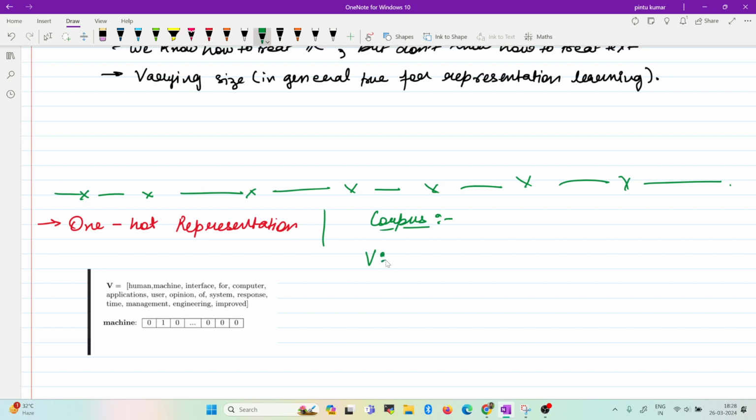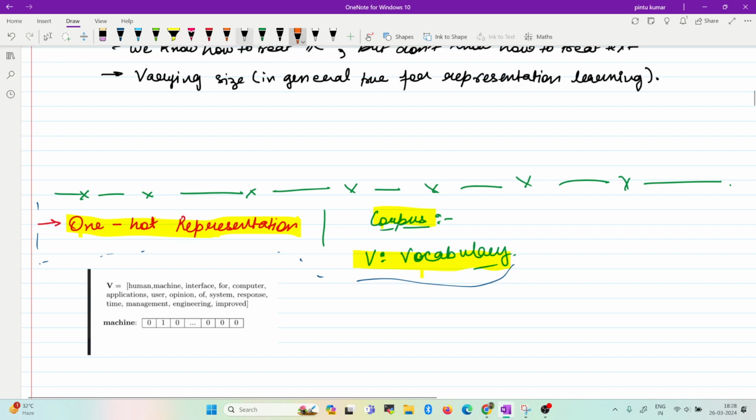Next is something called vocabulary, represented by V. What is a vocabulary? Vocabulary is the set of unique words in your corpus. Let's say you want to find the vocabulary of whatever is written in the highlighted portion. The vocabulary would contain 1, 2, 3, 4, 5 words: one hot representations, corpus, and vocabulary. These would be my 5 words in my vocabulary.